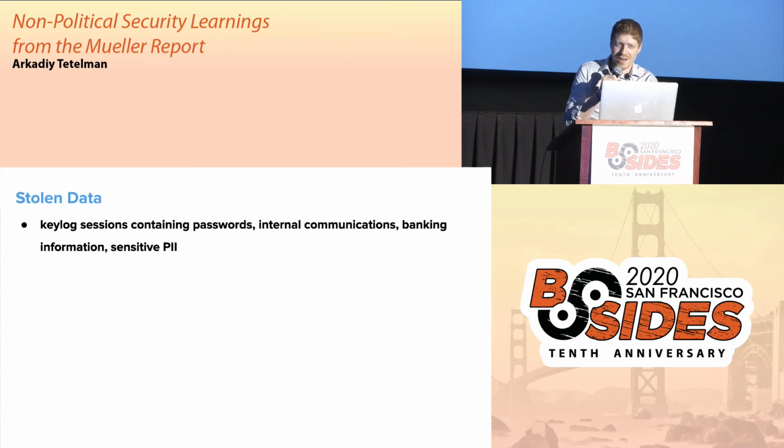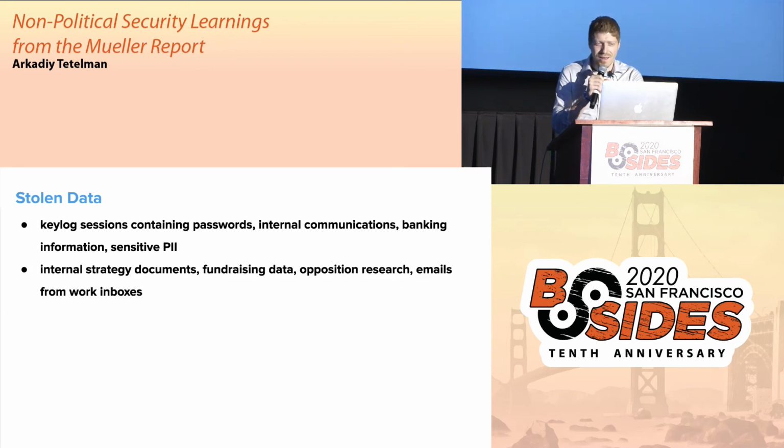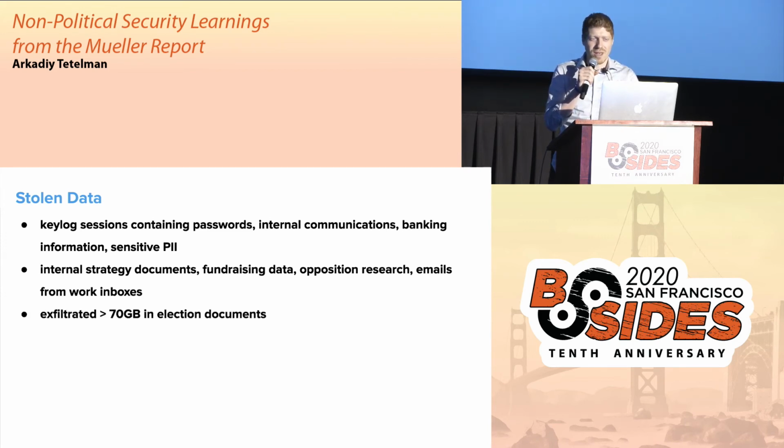In terms of stolen data, you've got keylog sessions containing passwords, internal communications, banking information, sensitive PII, various internal strategy documents, fundraising data, opposition research, emails from work inboxes. In total, they exfiltrated more than 70 gigabytes in election documents.